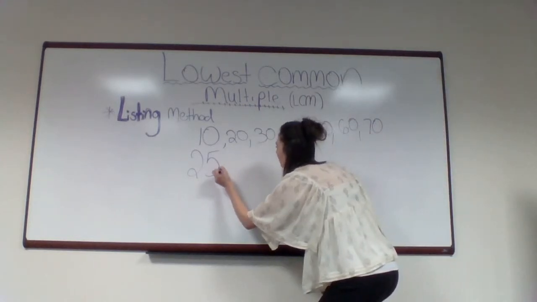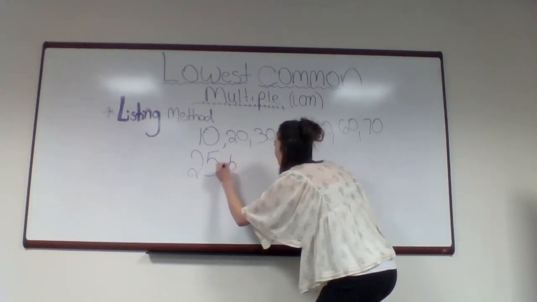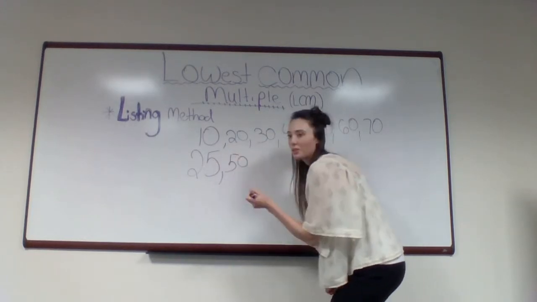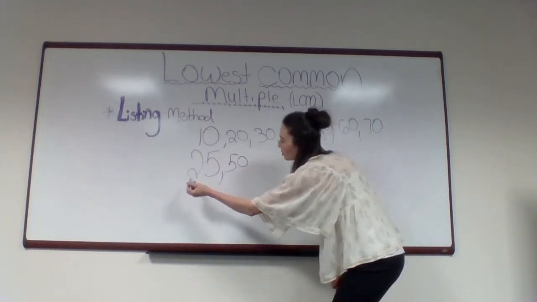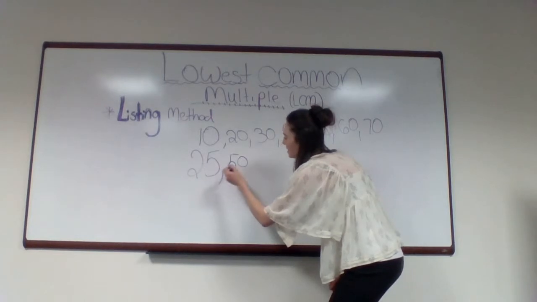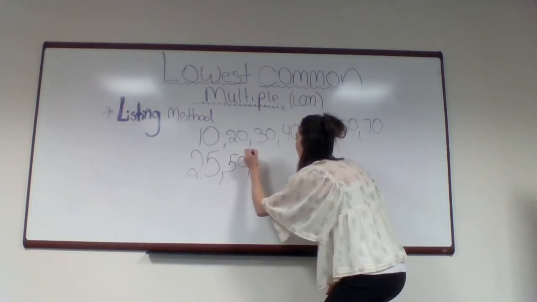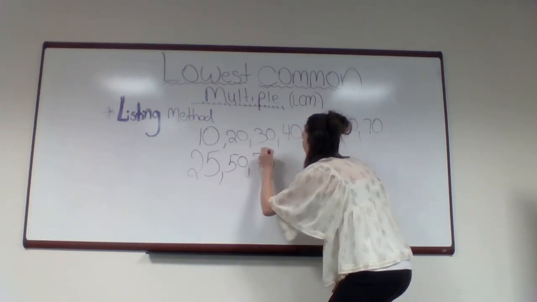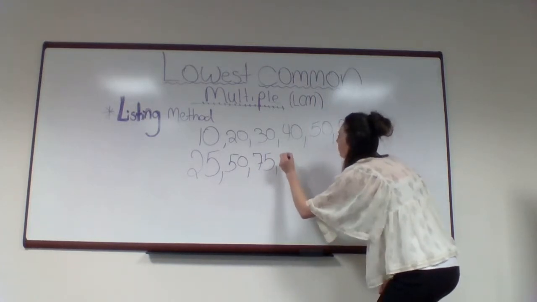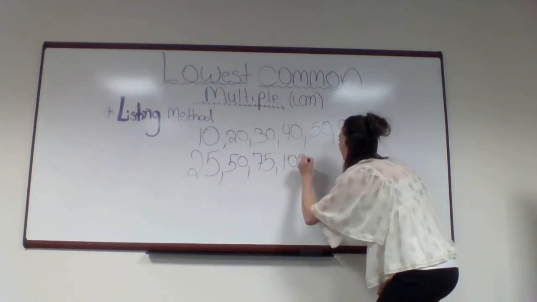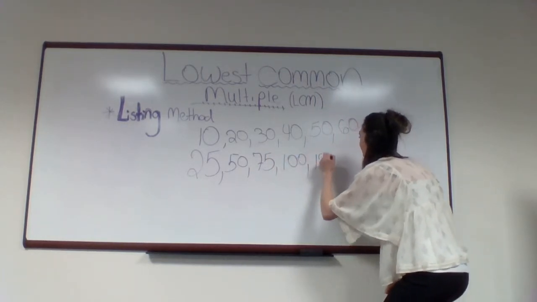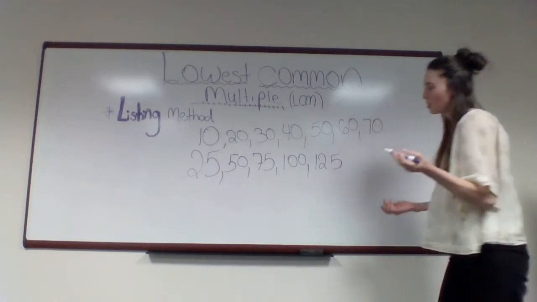So the multiples of 25 are going to be 50. And the way I like to look at 25 is it's like a quarter. So if you have 2 quarters, it's 50 cents. Then you have 75, 100, 125. But I'm going to stop there.